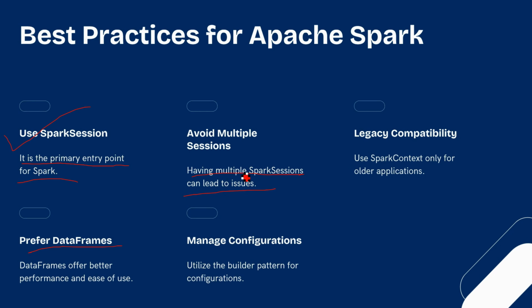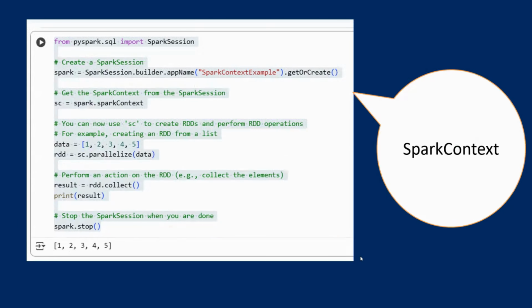So you have to use the factory design pattern or the builder pattern, which will create only one instance of the Spark session, and then you can use that in your program. Then legacy compatibility: use the Spark context only for the older applications. In terms of configuration management, utilize the builder pattern for configurations. The builder pattern works as a design pattern and helps take care of that. Now it's time for the demo.